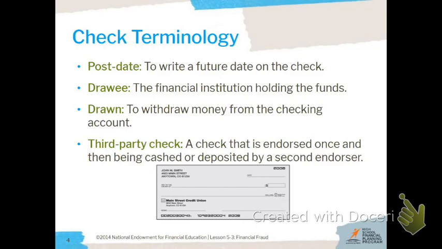Drawn, it's just withdrawing the money from the checking account. So when the check is withdrawn. A third-party check has been endorsed once and then it's being cashed or deposited by a second endorser.